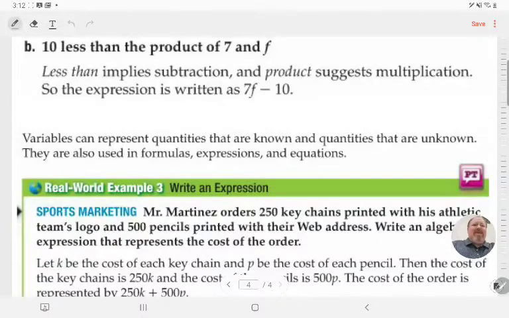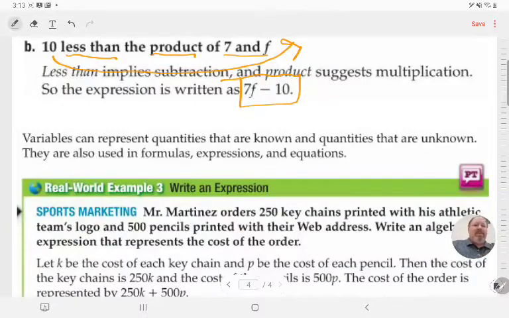So I have 10 less than the product of 7 and f. So we have to break this down. We have 10 less than. Less than is going to be a subtraction. And remember, when it says less than, it means to move it to the back of the problem. Now, product means a multiplication of 7 and f. So I could say 7 times f, or 7f minus 10. And that would be my algebraic expression, okay? So it's 10 less than the answer of 7 times f.